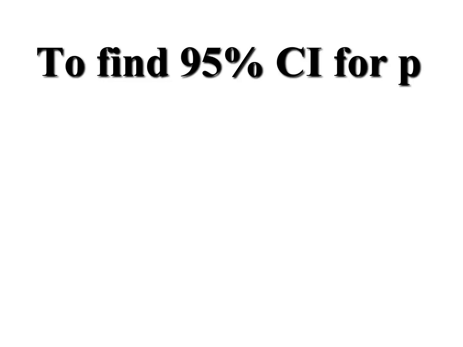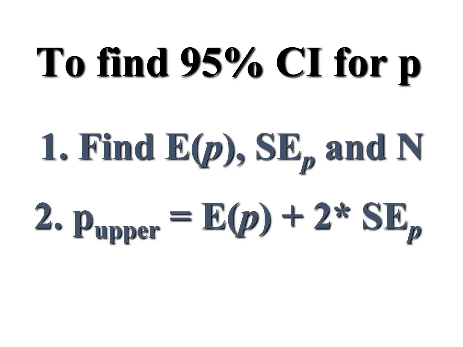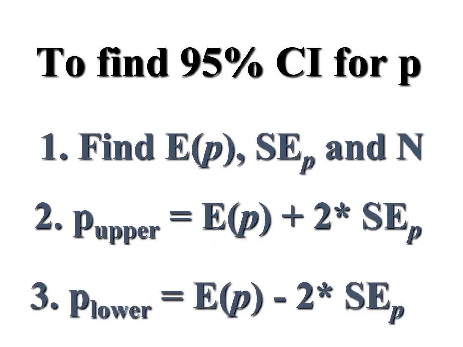Okay, let's review what we discovered. To find the 95% confidence interval for P, you're going to need the expected value of P, the standard error, and the value of N. Then you find the upper limit by adding 2 standard errors to the expected value of P, and the lower limit by subtracting 2 standard errors from the expected value of P.